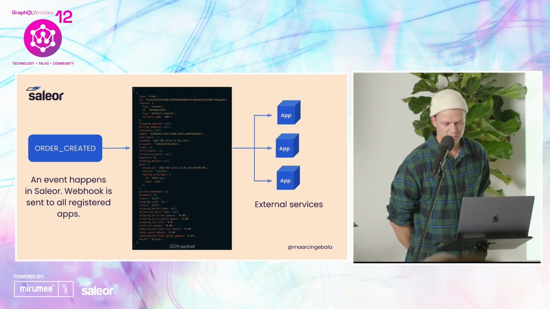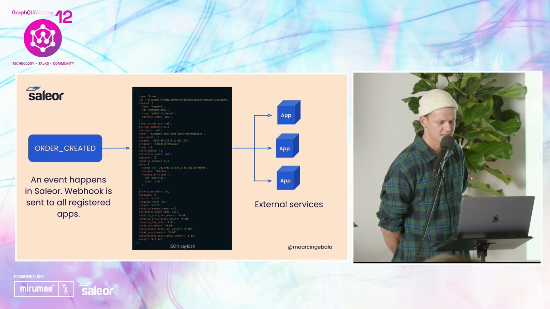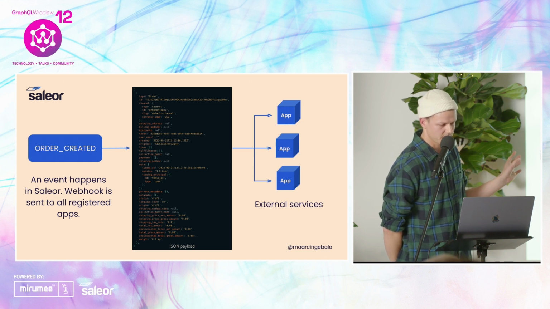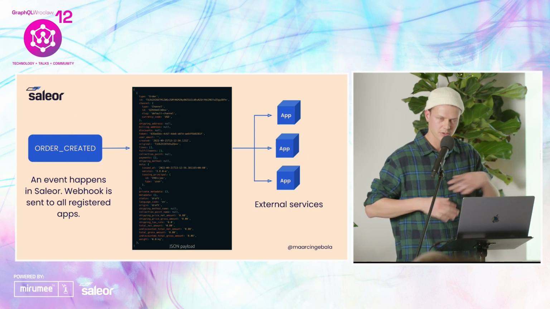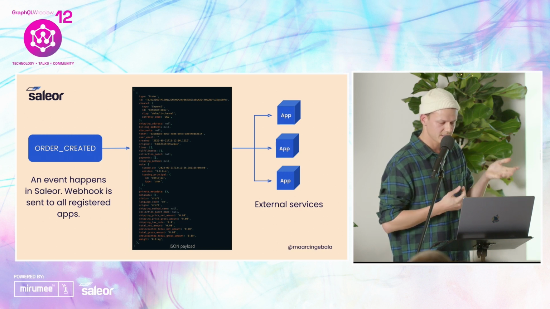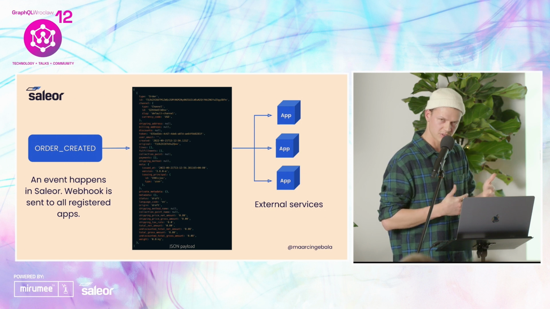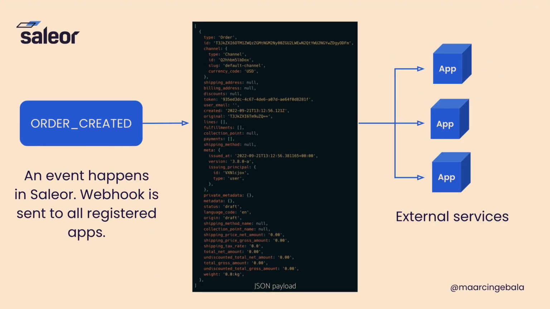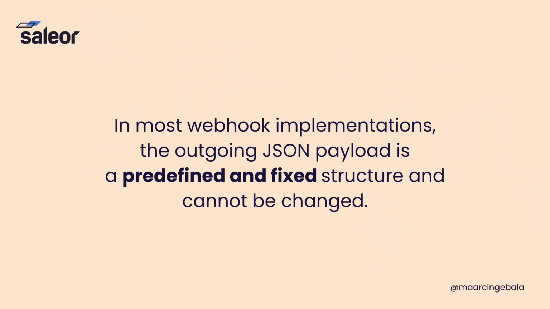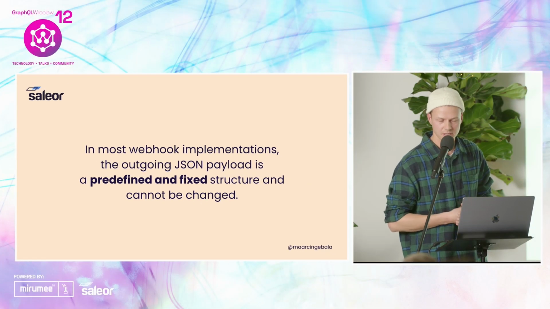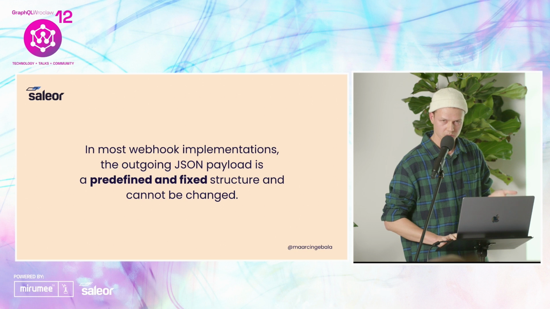How webhooks are usually implemented is, on this example, there is an event happening, in this case order created, which means there is a new order placed in the shop. Then usually there is a huge JSON payload delivered to each app that listens to your webhooks. Different apps can register to those webhooks, and they will get notified about every new order. The thing is that this JSON payload is usually a predefined and fixed structure, and you don't have any way to decide what you actually want to get.